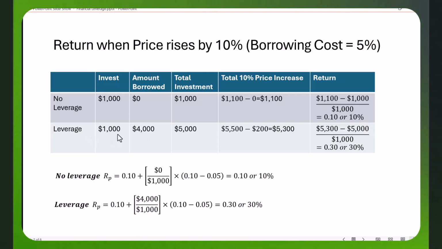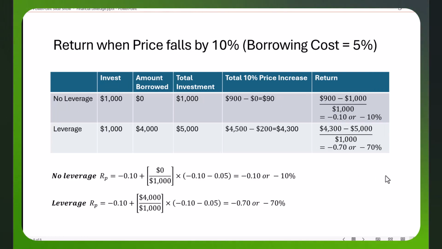With leverage, you have that $5,000 to invest. The total value of your portfolio is $5,500 minus the $200 that you pay in interest. That's 5% of the $4,000. So you have $5,300. $5,300 minus $5,000, 300 over 1,000, 30%. So you can see that when there's a cost of borrowing, it magnifies your gain, but not as much, obviously, as when there's zero cost of borrowing. Okay, when there was zero cost of borrowing, your return went up 50%.